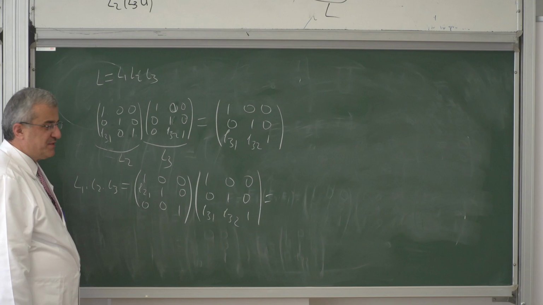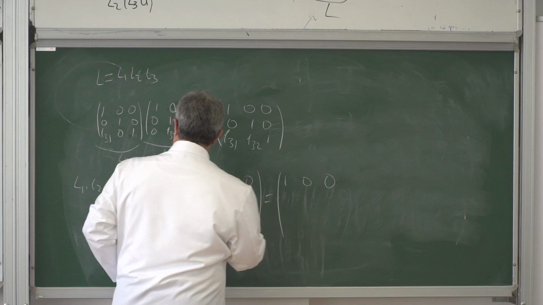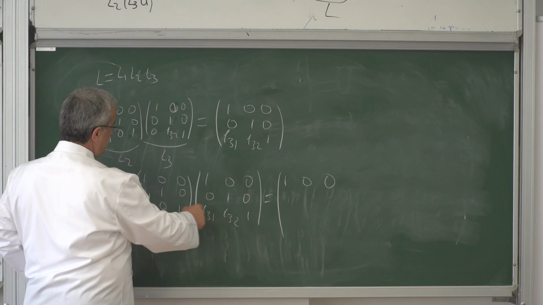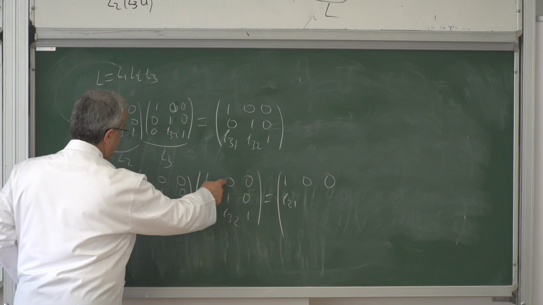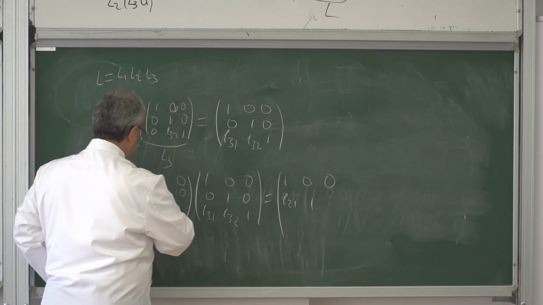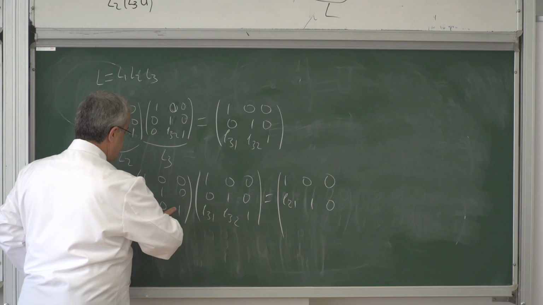First row remains the same. Second row, L2,1 times 1, right? 1 times 0, and 0 times this. So it is L2,1. So second row into second column, L2,1 times 0 is 0, 1 times 1 is 1, and 0 times this, so this is 1. And L2,1 is 0, 0, and 0. And this of course means third row remains the same.